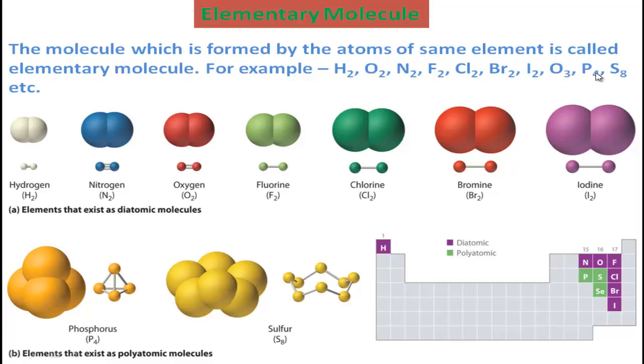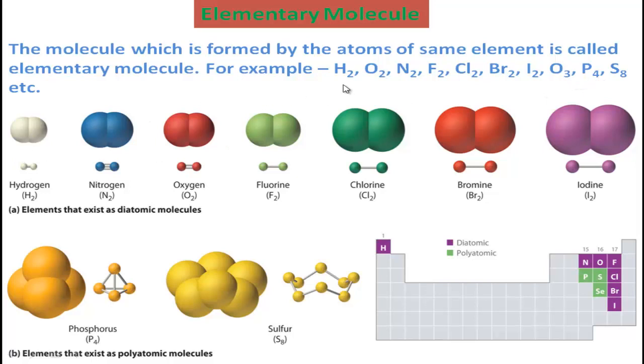Similarly, other molecules are also present where three atoms or four atoms or more atoms are present. They are known as polyatomic molecules. Poly means many. Di means two, tri means three, tetra means four, but poly means many. So, for example, phosphorus, P for phosphorus. This phosphorus element forms molecule by using four atoms. This is sulfur molecule. Sulfur element forms molecules by using eight atoms. So, they are actually exceptional and different, just you have to remember.